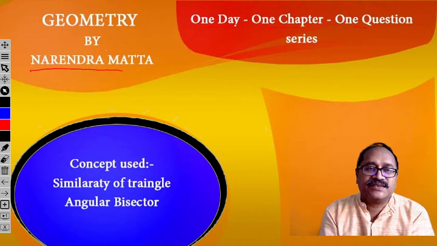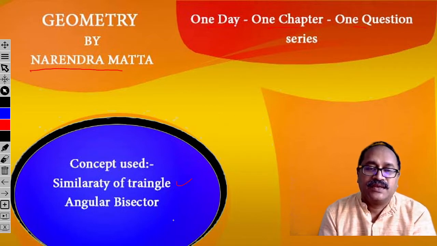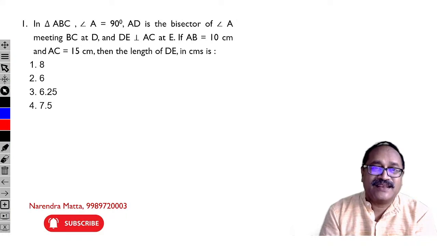Today we will discuss a geometry question, in which there is a concept of similarity of triangles and also angular bisector. So let's go straight to the question. Look at the question.